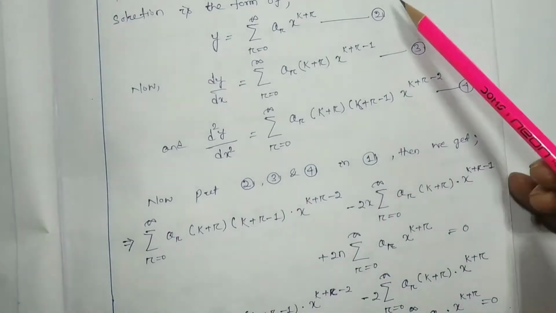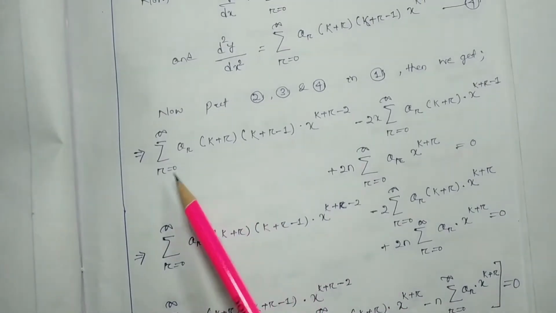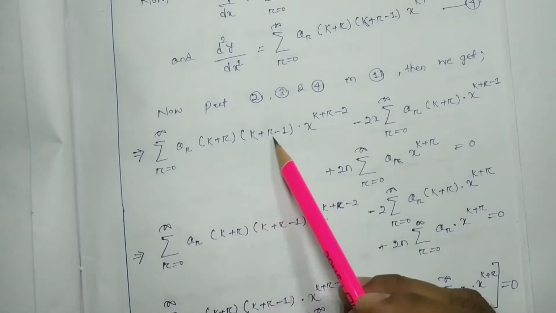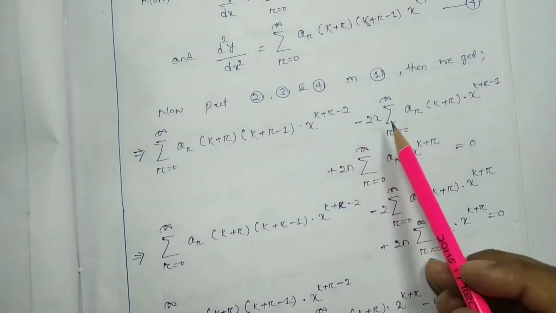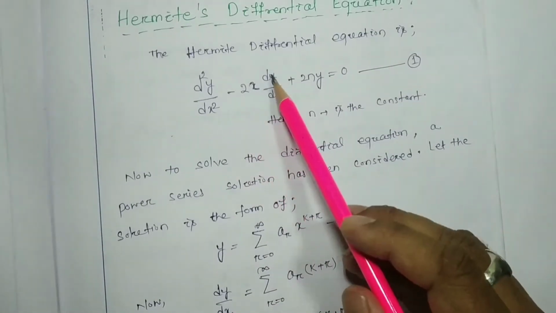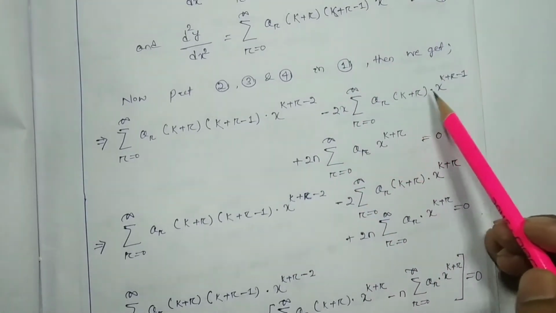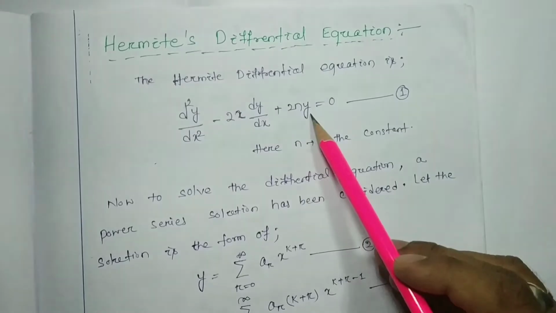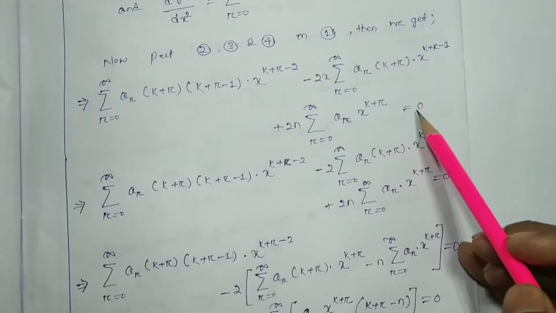Now we have to put equations 2, 3, 4 in equation number 1. Then what are we going to get? It will be summation over r equal to 0 to infinity of a_r (k plus r)(k plus r minus 1) x to the power k plus r minus 2, minus 2x dy/dx, so minus 2x summation over r equal to 0 to infinity of a_r (k plus r) x to the power k plus r minus 1, plus 2n times y, that is 2n summation over r equal to 0 to infinity of a_r x to the power k plus r, equal to 0.